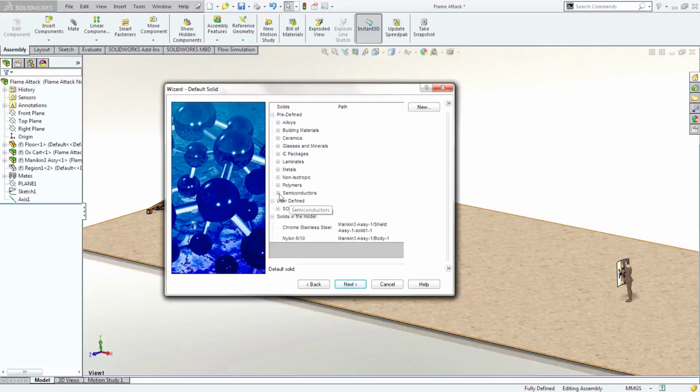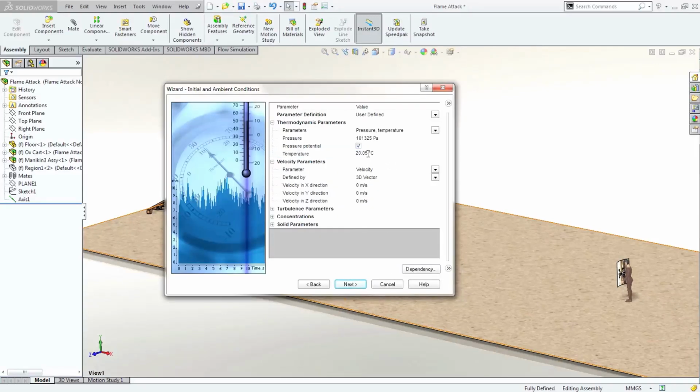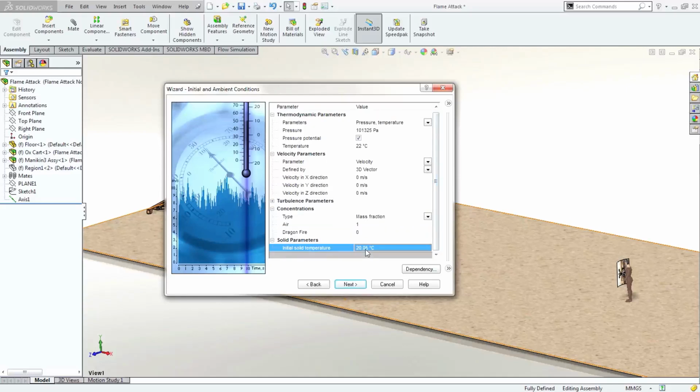Next, he selects a default solid material for all solid bodies in the analysis. For this, he chooses insulator as a dummy material. Any bodies with properties which are significant to the analysis can be changed later on. The initial ambient conditions are set next, defining the starting temperature for the air and solid bodies.